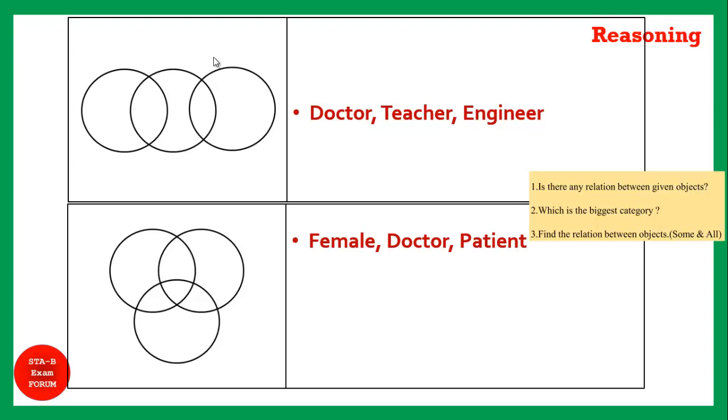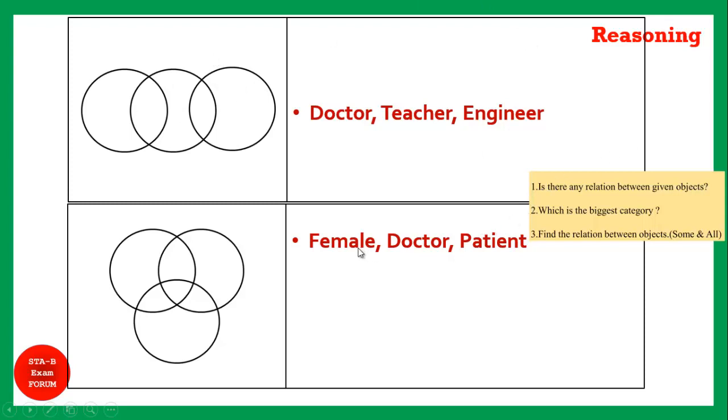Let's see, the question is female, doctor and patient. So again, is there any relationship? Yes, doctor can be female or male, and patient can be male or female. Okay, which is the biggest category? I think female is the biggest category, right? Or it can be doctor, it can be patient, nothing else. So there is no clear-cut answer to these two questions.